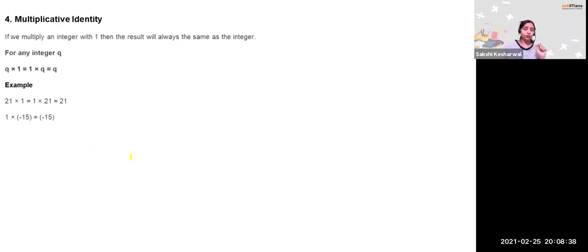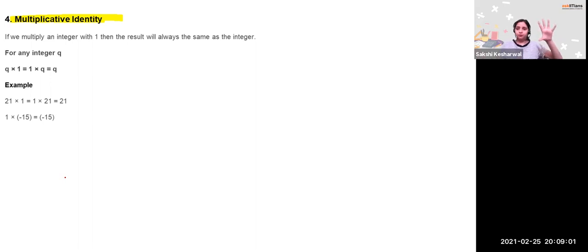Now this is new, right? Multiplicative identity. I think we did multiplicative identity in class 6. Hopefully we did. So what do you mean by multiplicative? Additive identity, just go and think. Don't read out what's written, just think. What was the additive identity?